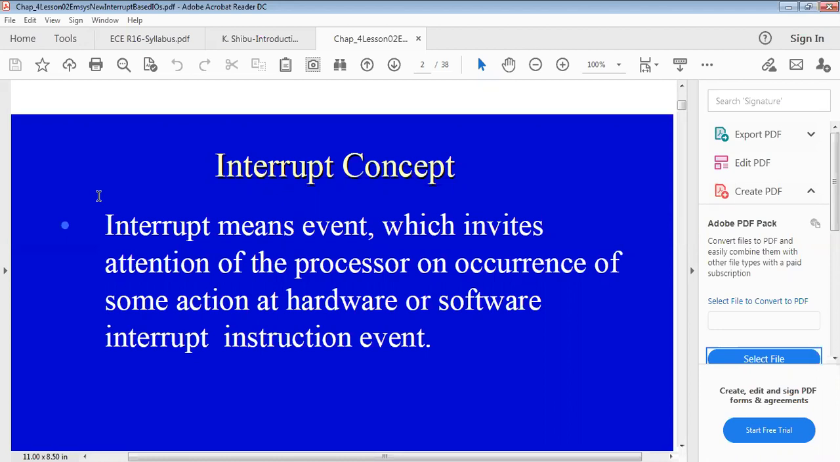See here, the interrupt concept. Interrupt means an event which invites the attention of the processor on occurrence of some action at hardware, or a software interrupt instruction event. There is no need to write this down, but the concept of interrupt is just to compare with real-time examples.